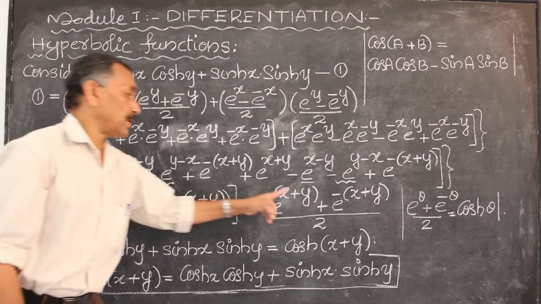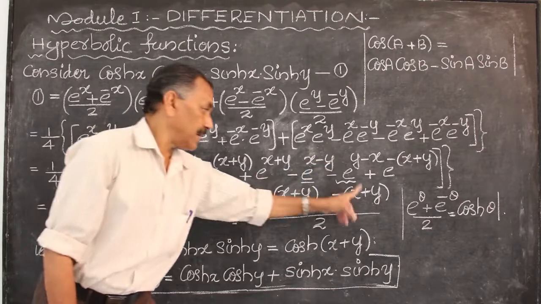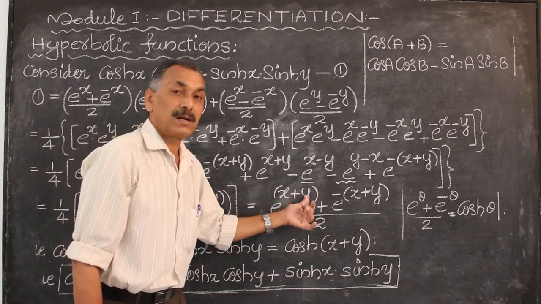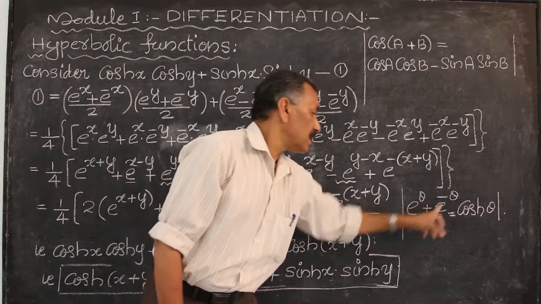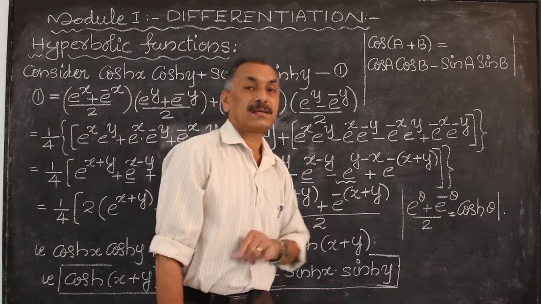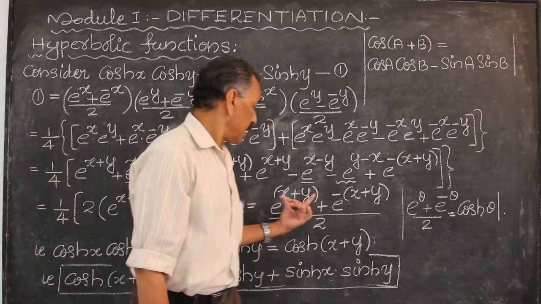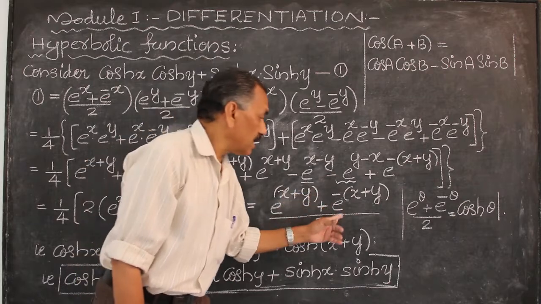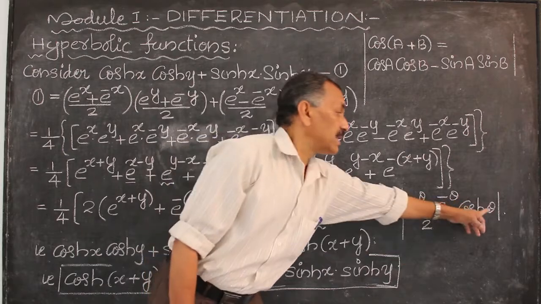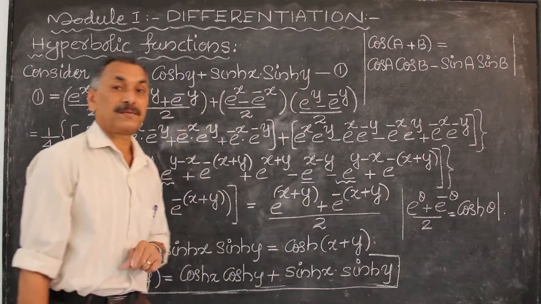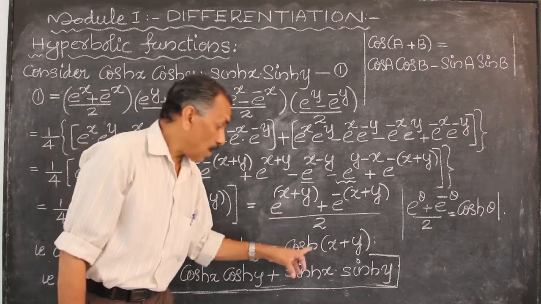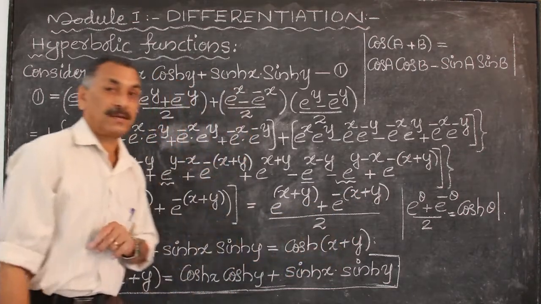What remains is e raised to x plus y plus e raised to minus x plus y, by 2. Now look at how this works: substitute theta for this x plus y. Then e raised to theta plus e raised to minus theta by 2 is cos h theta, right? So if we substitute capital X, e raised to capital X plus e raised to minus capital X by 2 is equal to cos h of capital X. Now, cos h theta, what is theta? Theta is equal to x plus y. e raised to theta plus e raised to minus theta by 2 is equal to cos h theta, that is cos h of x plus y.